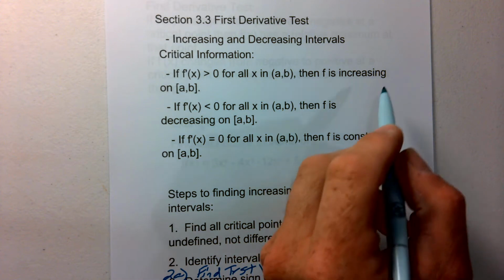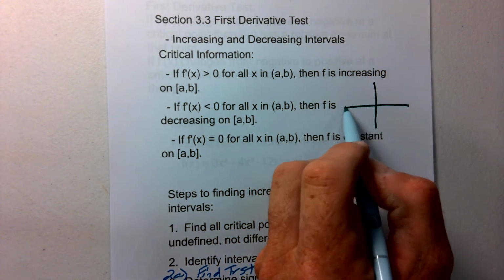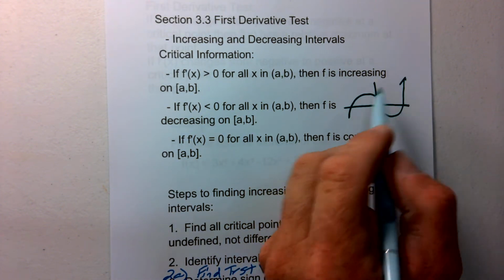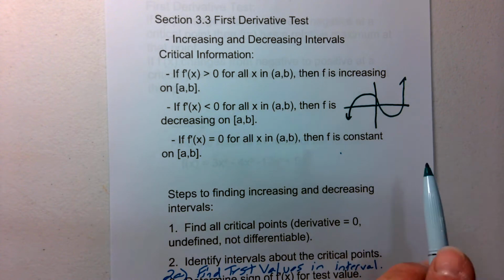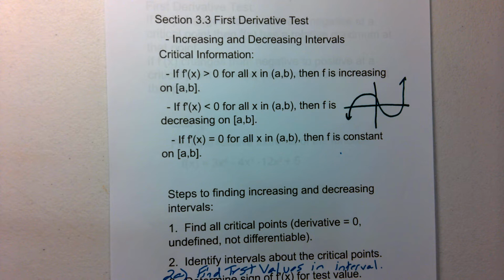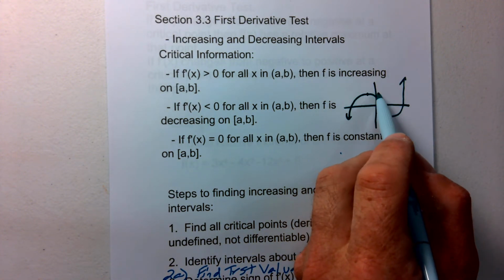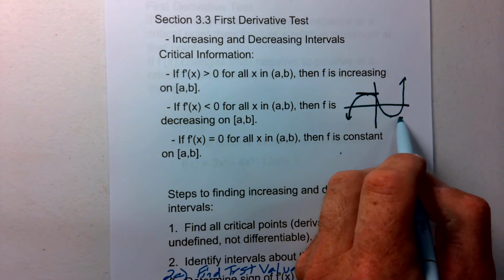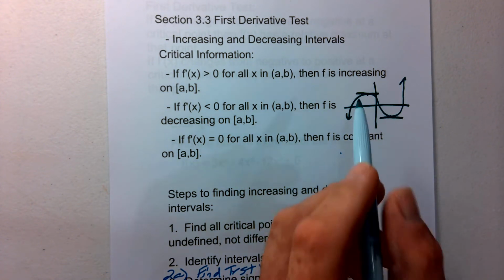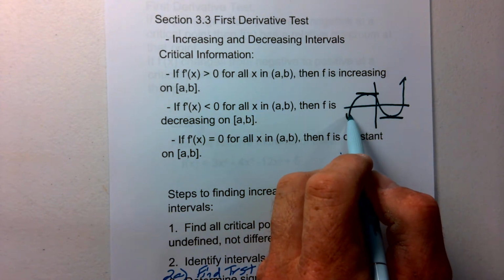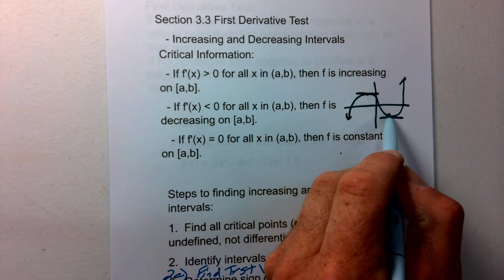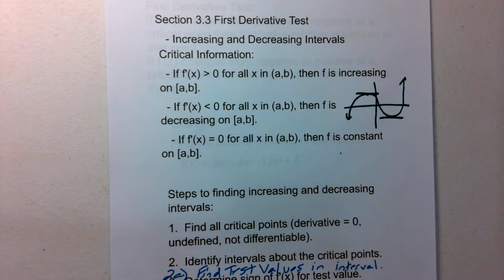So if we think about a graph here, maybe a nice little cubic, we've talked about the extrema and how to find those critical values. We're looking at the critical values again. We're going to be looking for those horizontal tangent lines because we're going to see that those increasing and decreasing intervals are going to change across those critical values.